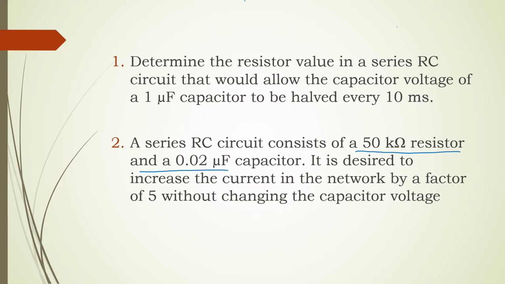Ms. Richards? Yes, sir. Based on the question, if I am to increase the current by a factor of 5, what would I need to adjust? The resistor. The resistance. So the resistance would be reduced by a factor of 5, no? Yes, sir. Beautiful. So you have the resistance, which is 50K. So what's the new resistance value that you would use? 10K.